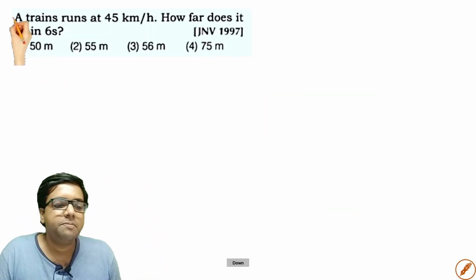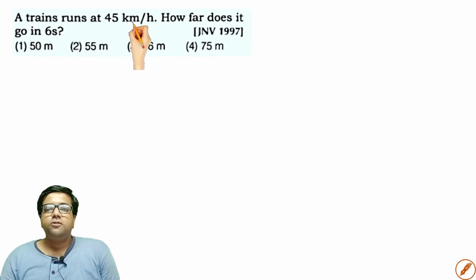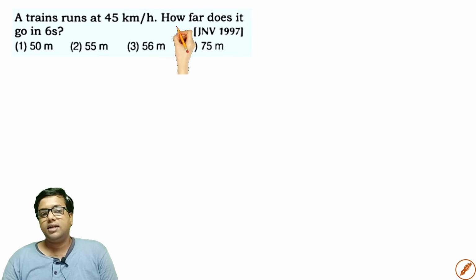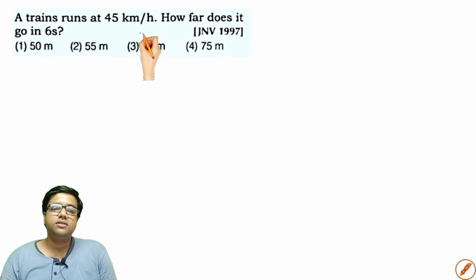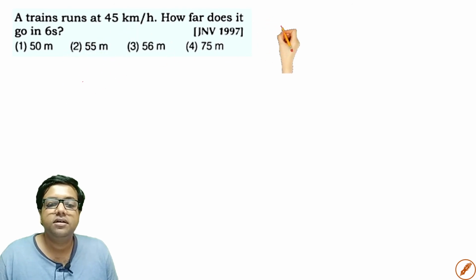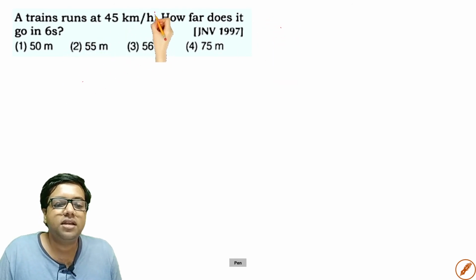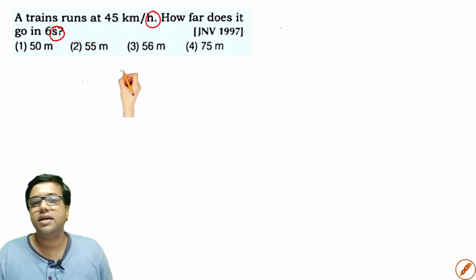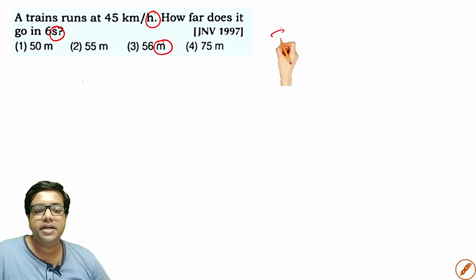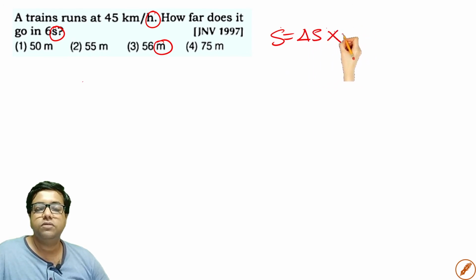So let's move ahead. A train runs at 45 km per hour. How far does it go in 6 seconds? See, something is there in hours here and something is there in seconds, and the answer is asked in meters. So let's convert the speed 45 km per hour into meter per second.